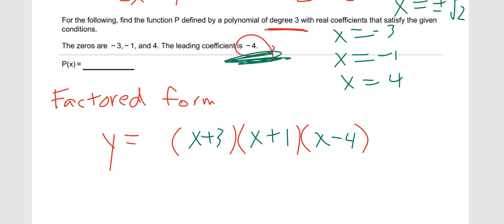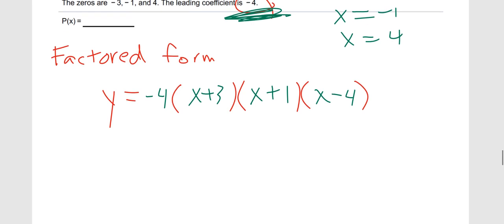Any thoughts on how we could change that leading coefficient to a -4? How about we just multiply by -4? Okay, now that right there is called factored form, but what if I want it in standard form?